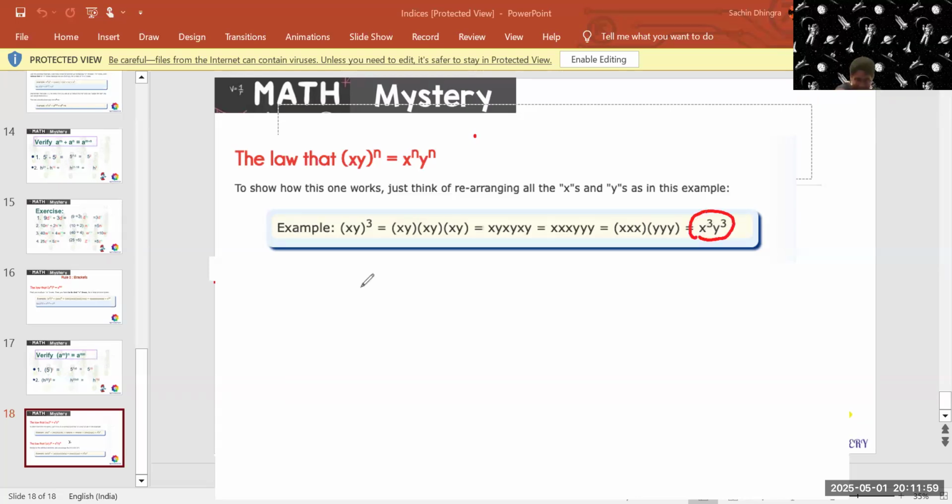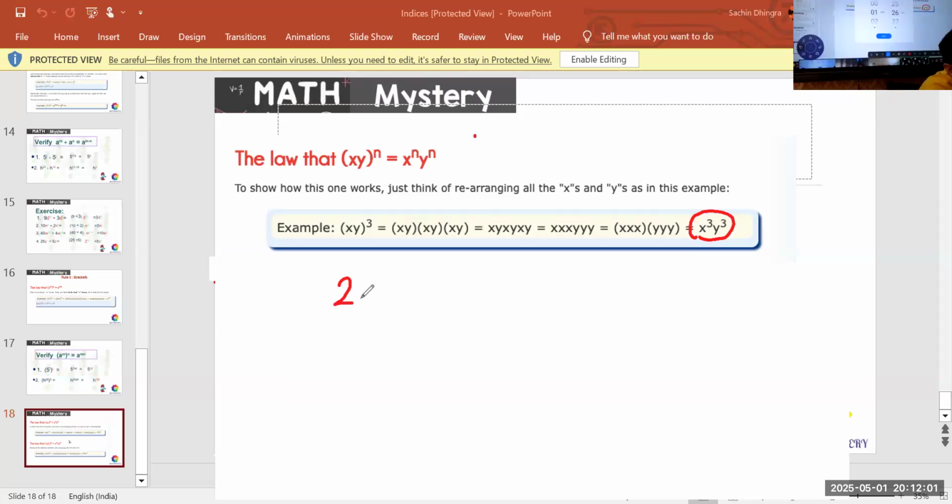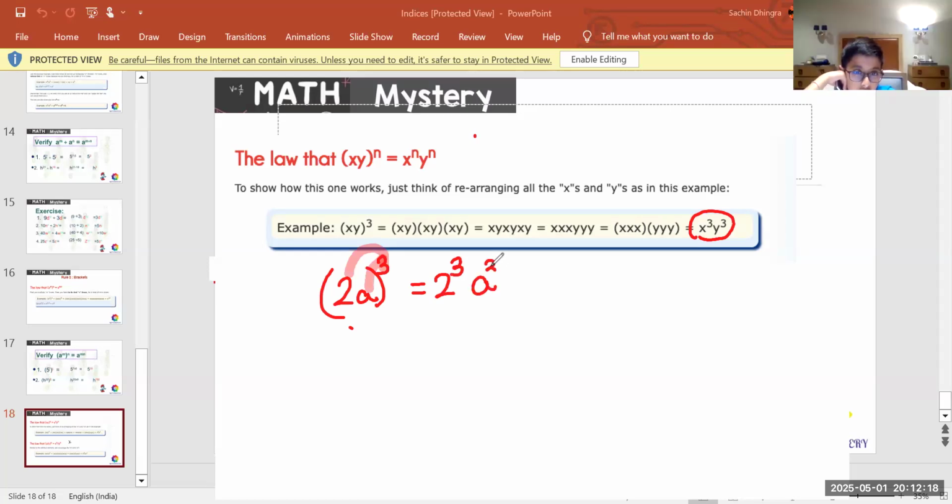So I will tell you what happens. Suppose you have 2a whole cube. Now guys, ये power दोनों में है, 2 में भी है और a में भी है. So this power will be transferred to 2 also and a also. So what will happen? This will become 2 cube and a cube. So 2 cube times a cube.